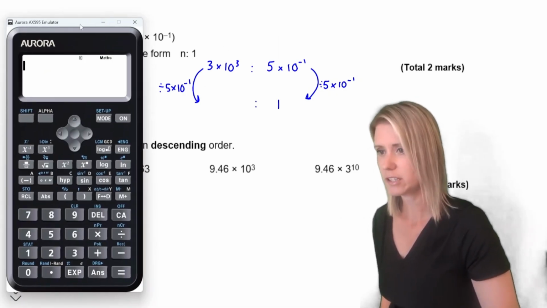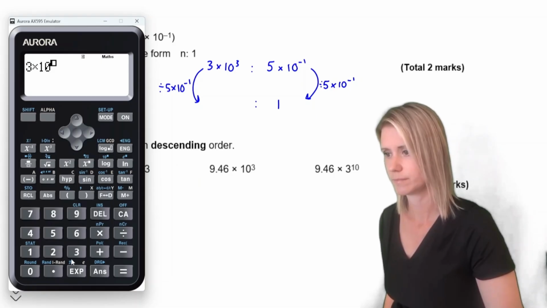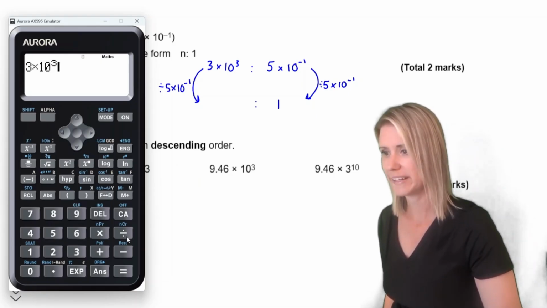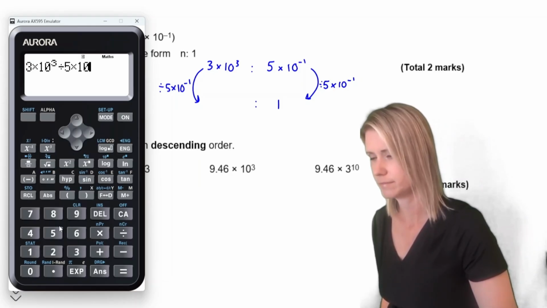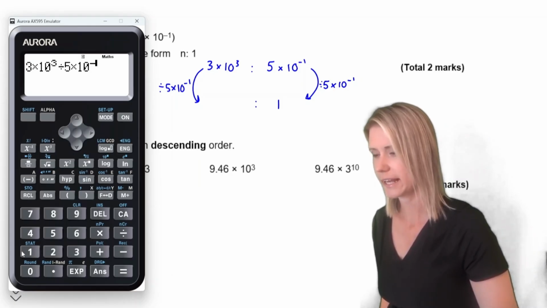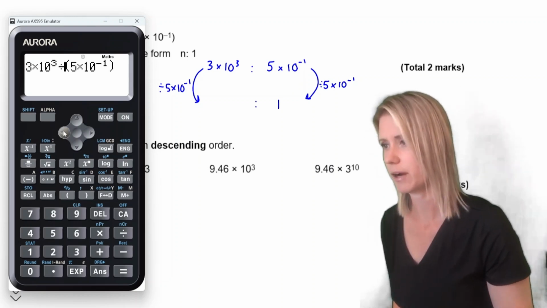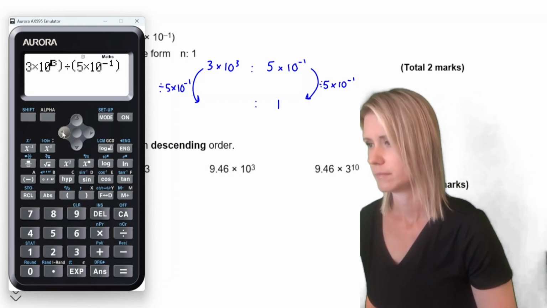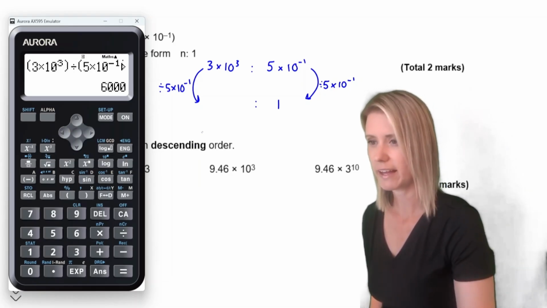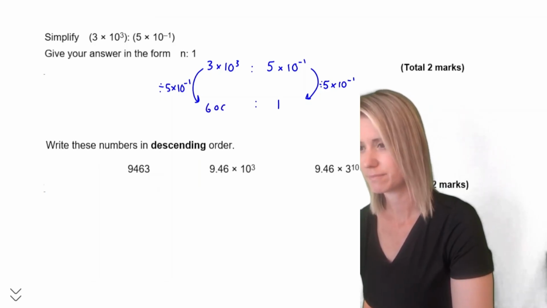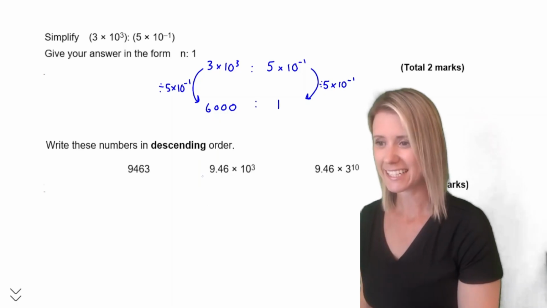So we're doing 3 times 10 cubed and we're dividing it by 5 times 10 to the -1. Now, just to be sure on this, I would put it into brackets as the 2 separate parts. Okay, so that gives us 6,000. There we go.